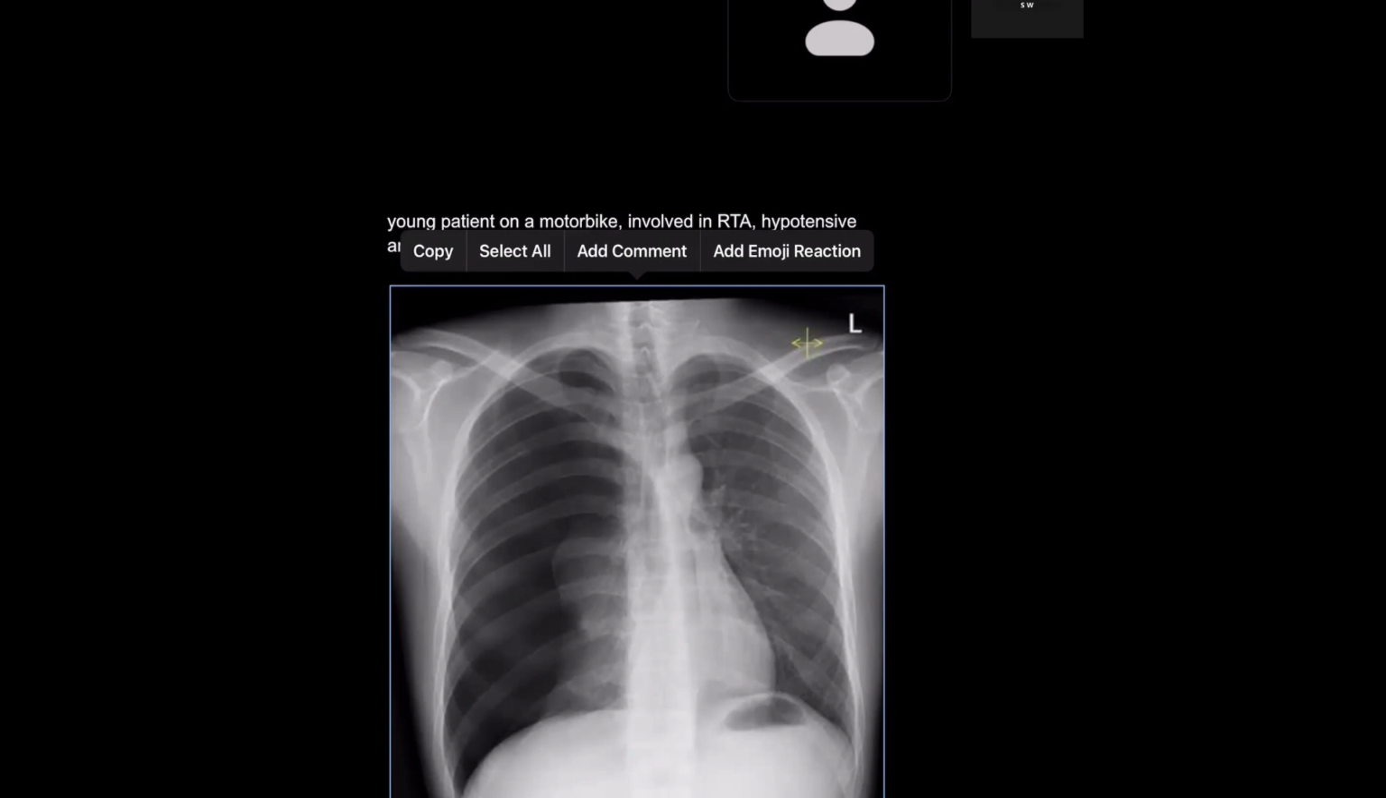As far as the monitoring is concerned, I'll monitor ECG, blood pressure, saturation, and urine output. Heart rate, blood pressure, capillary refill time, and mental status also. So remember 5 things: heart rate, blood pressure, urine output, capillary refill time, and, sorry, mental status. Okay.